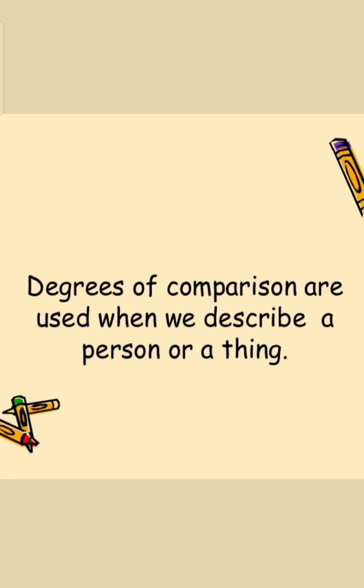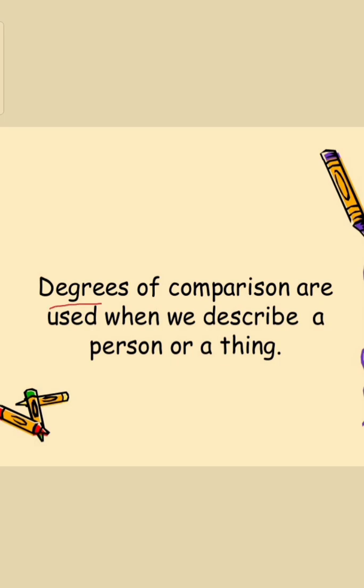So degree of comparisons are used when we describe a person or a thing. আমি ডিগ্ৰী অফ কম্পেৰিজন কেতিয়া ইউজ কৰোঁ, যেতিয়া কিবা এটা বস্তু বা এজন মানুহক আমি ডেছক্ৰাইব কৰোঁ. And remember, degrees of comparison are used only in terms of adjective, আৰু adjectiveৰ ক্ষেত্ৰতে degree of comparison ইউজ কৰা হয়. ঠিক আছে, ঠিক আছে.